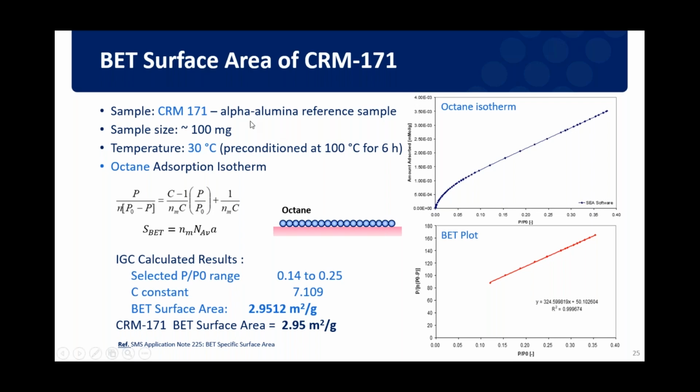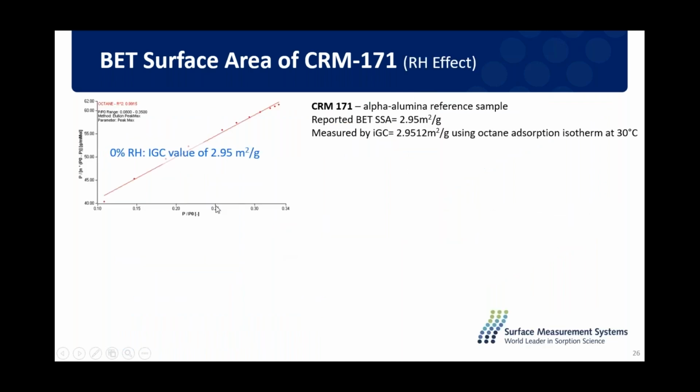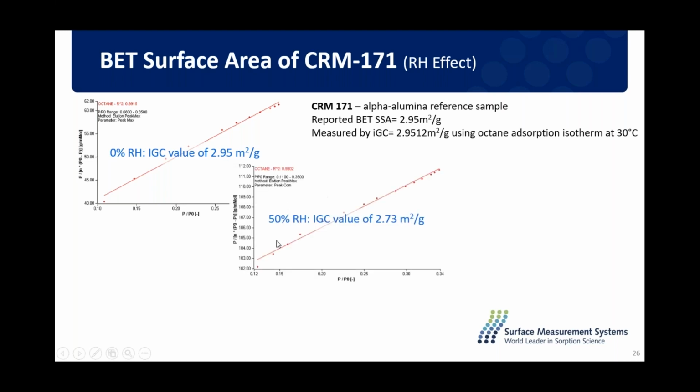So we measured the BET surface area. This is a reference column where the reference material is 2.95 meters squared per gram. We measured this at 30 degrees C, and we get 2.95 meters squared per gram. So at 30 degrees C and 0% relative humidity, we get 1-to-1 agreement with the reference value. Now, we did this same sample, repeating this at 0% relative humidity, 2.95 meters squared per gram. Then it was done at 50% RH.